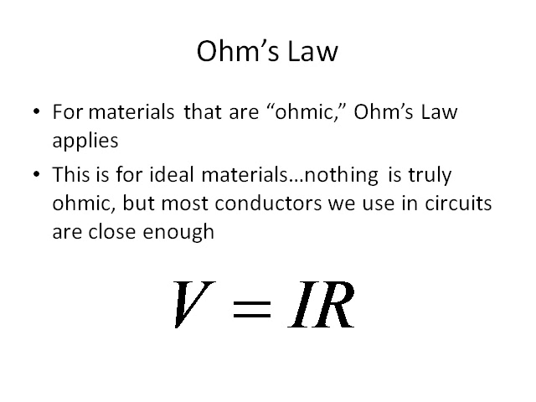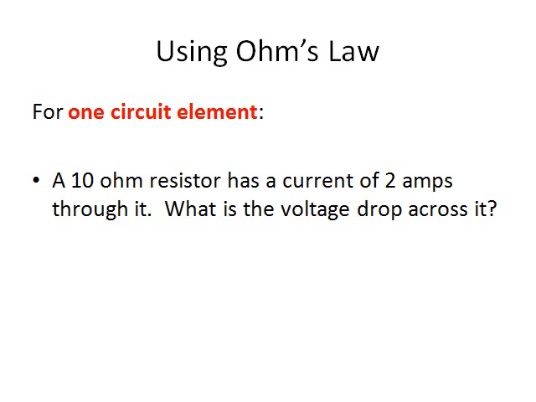Okay, so I said we're going to use Ohm's law all the time. I can apply it to single circuit elements. I can look at one little piece of the circuit, and I can use Ohm's law to analyze that. Here's an example problem. I have a 10 ohm resistor that has a current of 2 amps through it. What is the voltage drop across it?